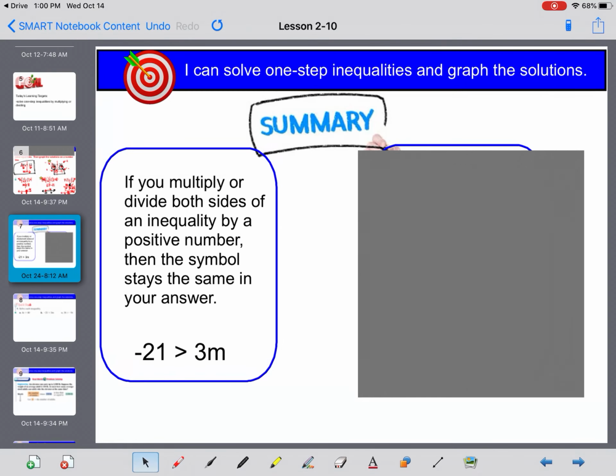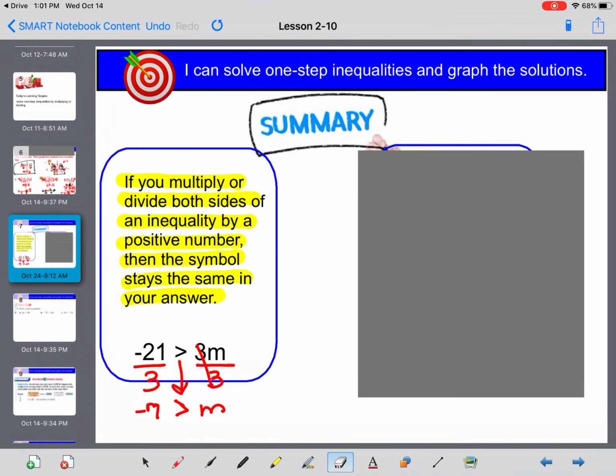Okay, so in summary, I hope this all displayed. I'm just reading this for you. If you multiply or divide both sides of an inequality by a positive number, then the symbol stays the same in your answer, like in this one. Do you see that I am dividing both sides by a positive 3? It does not matter that 21 is negative. Negative 7 is greater than m. I have solved it perfectly.